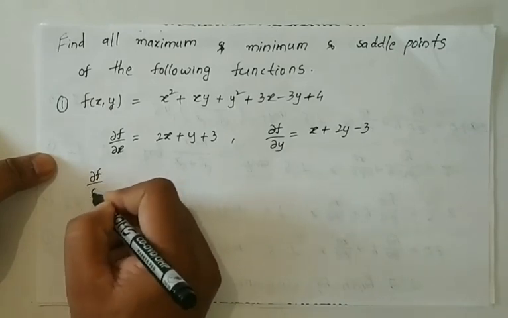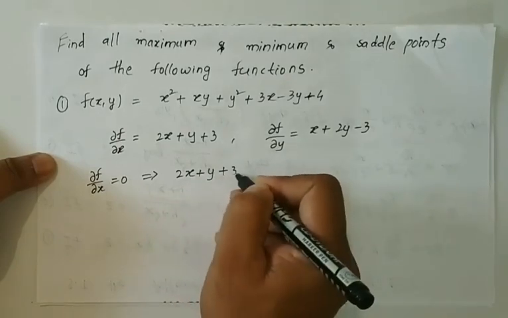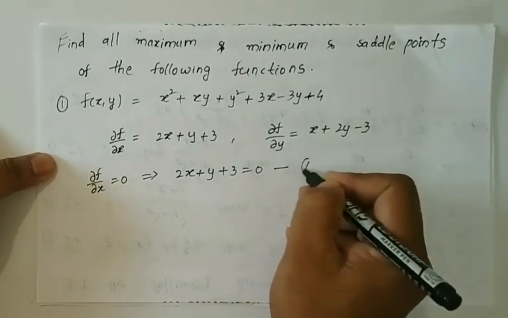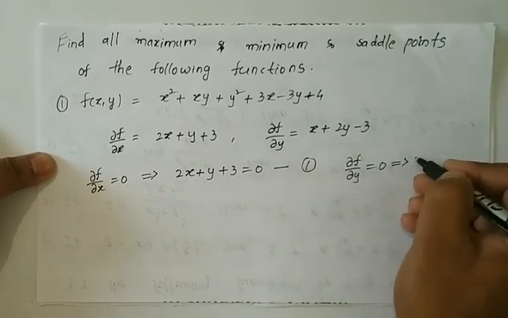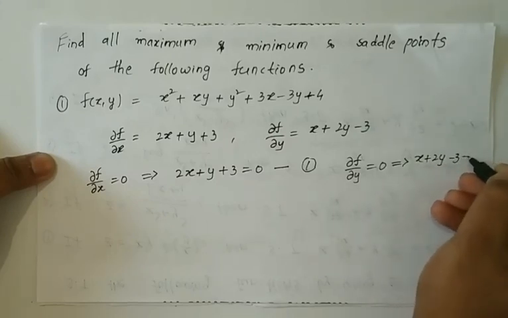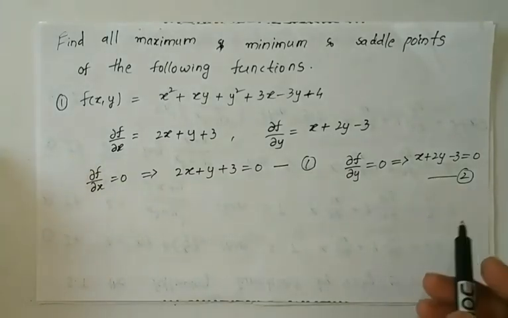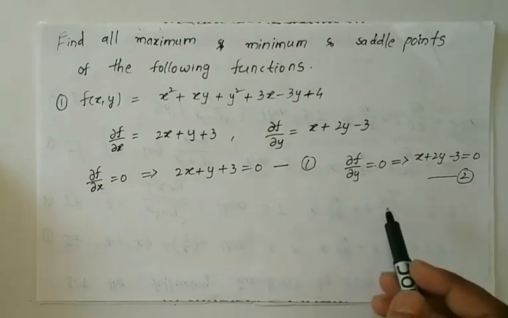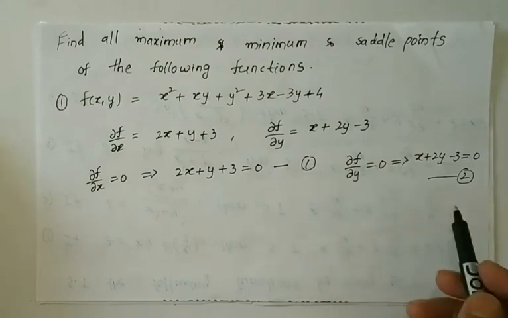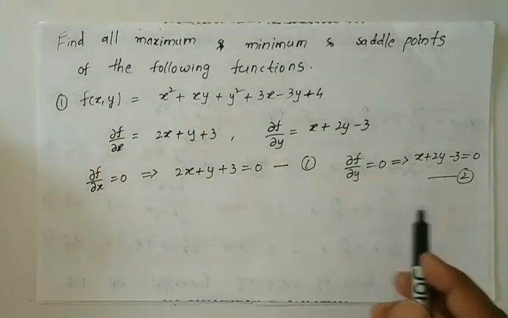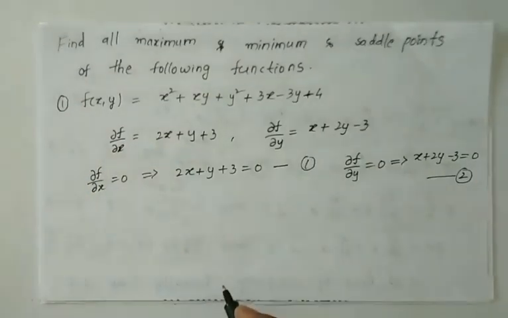Take dou f by dou x equal to 0. That means 2x plus y plus 3 is equal to 0. Let us name this as equation 1. Similarly, dou f by dou y equal to 0 gives x plus 2y minus 3 is equal to 0. Let us name this as equation 2. Next, by using equations 1 and 2, we can find the x and y values. You can follow any method. Don't worry.